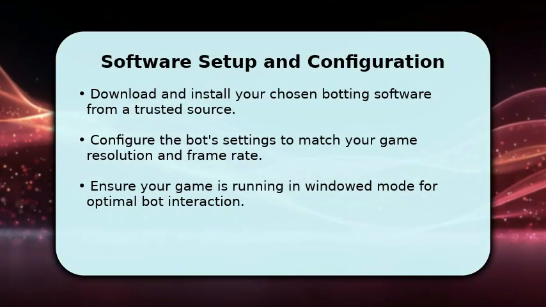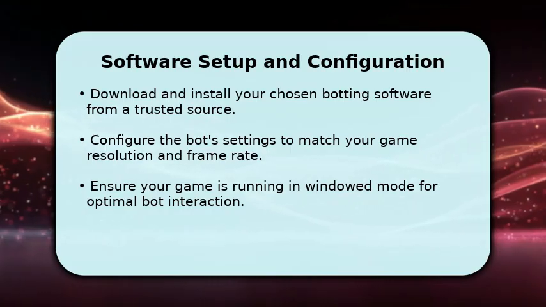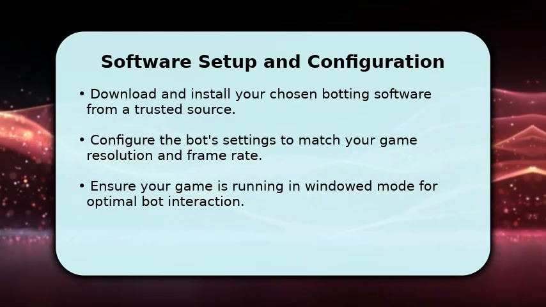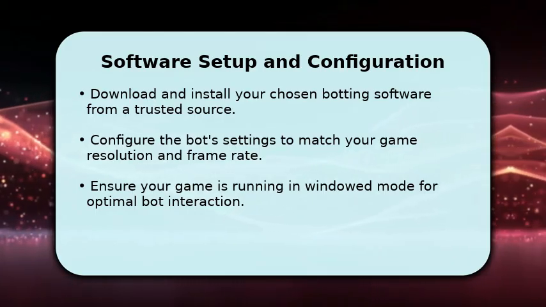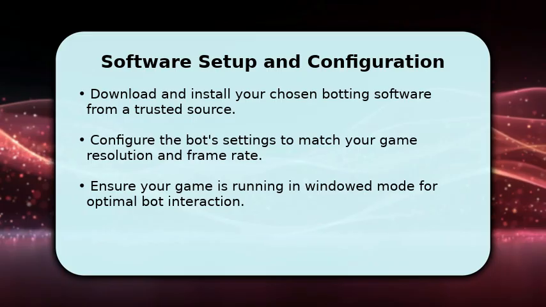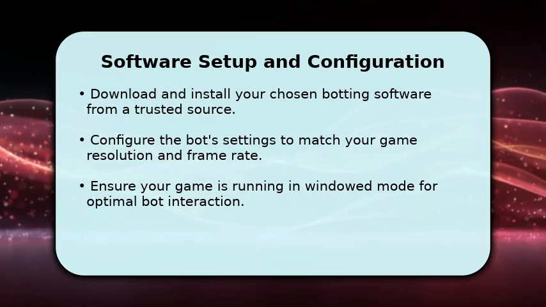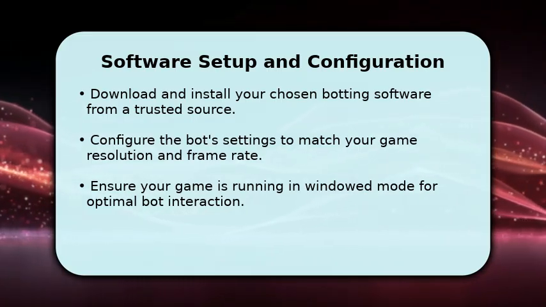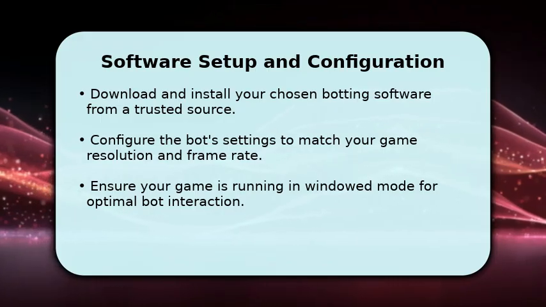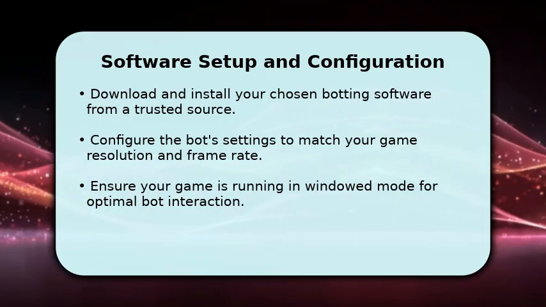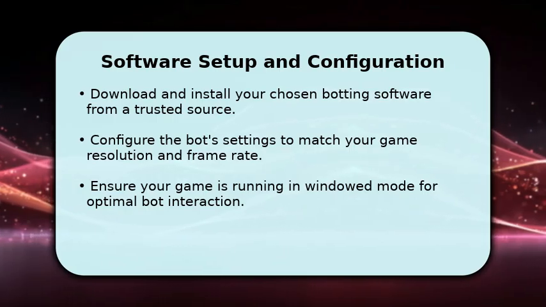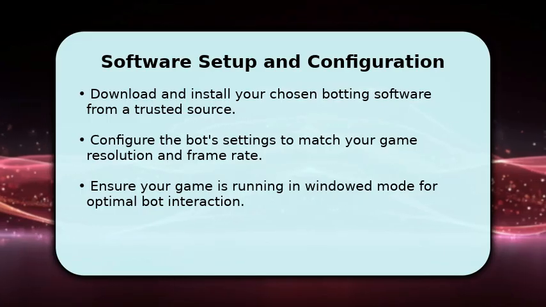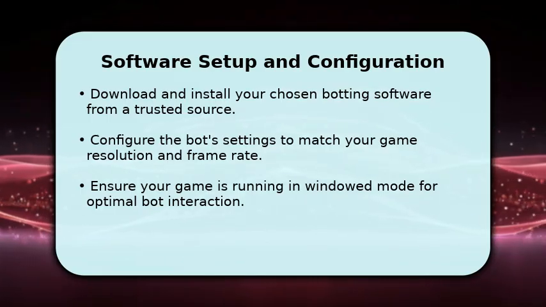Once you have your botting software, the next step is proper setup. Most bots require specific configurations to interact seamlessly with Geometry Dash. You'll typically need to adjust settings like screen resolution and frames per second to match your game. Running Geometry Dash in windowed mode is often essential for the bot to accurately capture and execute movements. Take a few minutes to review the software's documentation for any unique installation steps or system requirements.